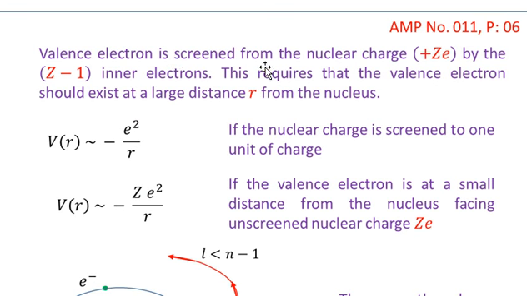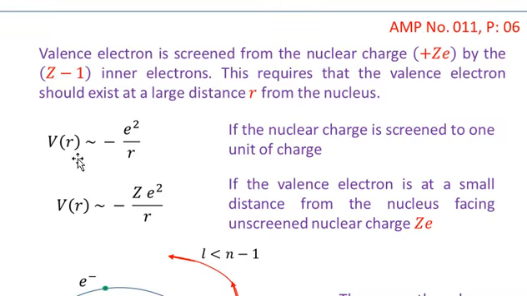The valence electron is screened from the nuclear charge of plus Ze by the Z-1 inner electrons. So the inner Z-1 electrons around the nucleus will screen the nuclear charge by Z-1, and the valence electron will see as if the nucleus has only a positive charge equal to plus e. This requires that the valence electron should exist at a large distance r from the nucleus. So here you see that in the alkali metal atoms, we are assuming that the valence electron is located at a distance much away from the nucleus, from the inner core of the electrons also.